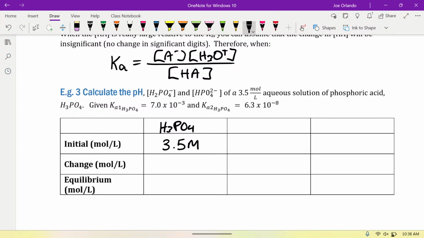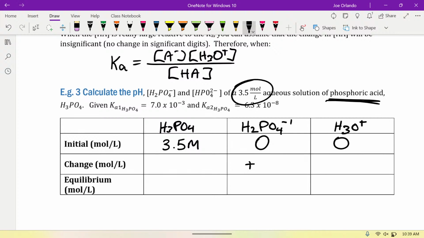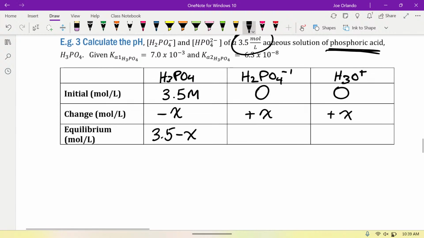We're starting with phosphoric acid at 3.5 moles per liter. And we're going to deal with the fact that we're making H2PO4- and H3O+, and those start at 0 for all intents and purposes. These are getting made, so they go up by x. And this is getting used up, so it goes down by x. Does that make sense? Which means this will be 3.5 minus x. This would be a good practice question for you. And that means this will just be x, and that will just be x.